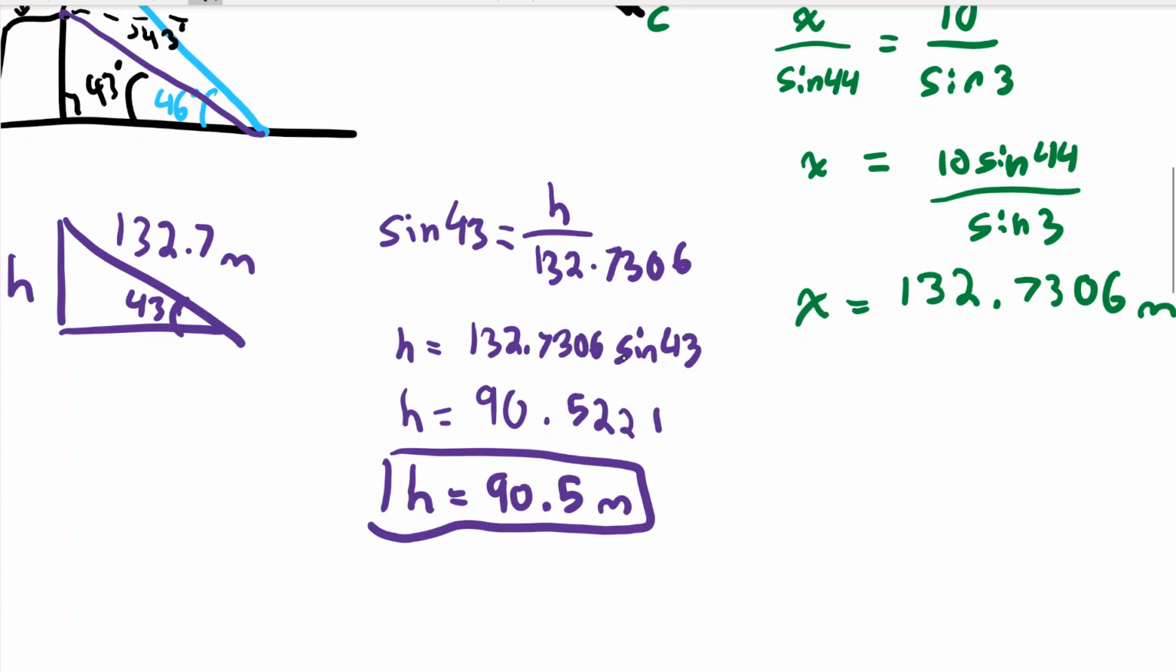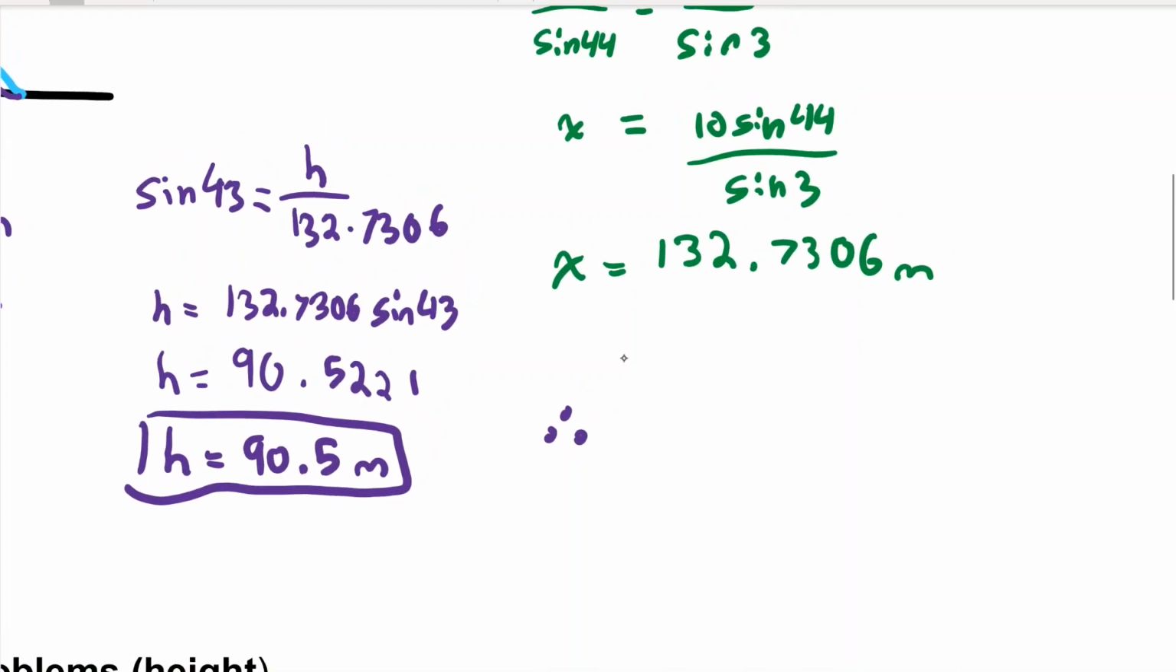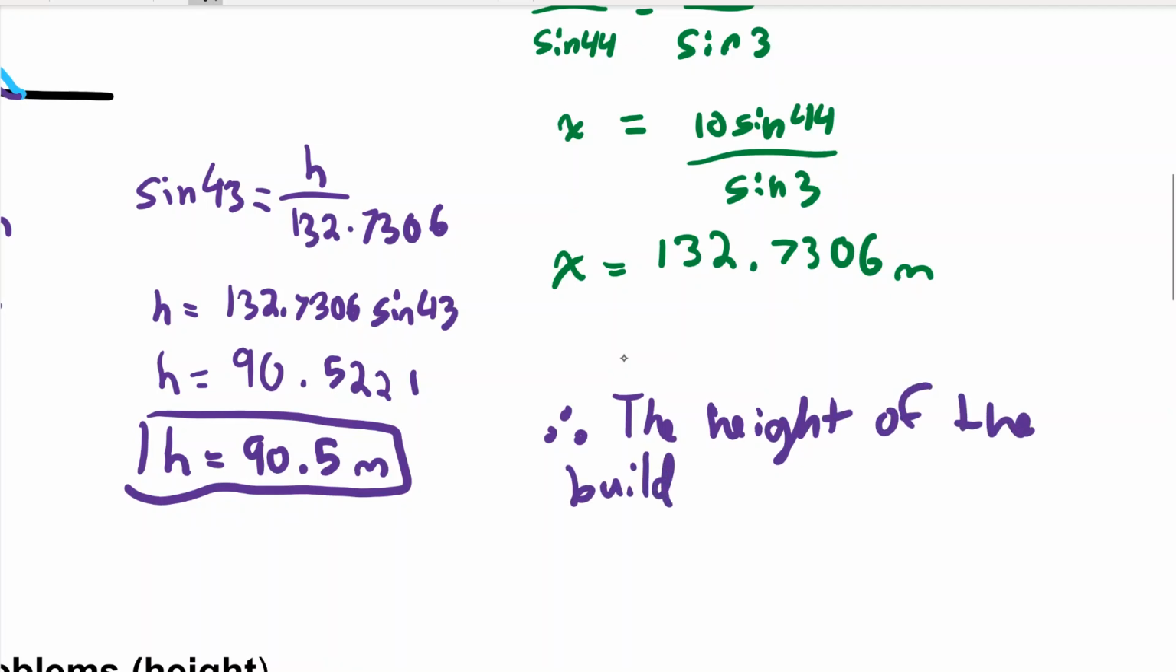And then, of course, since it is a word problem, I have to write my final answer as a sentence. So therefore, the height of the building is 90.5 meters tall.